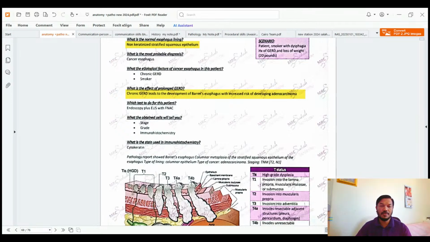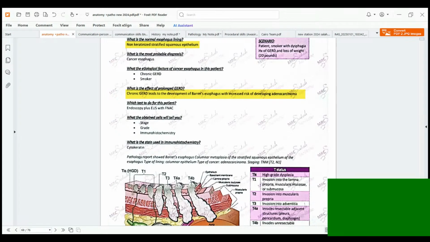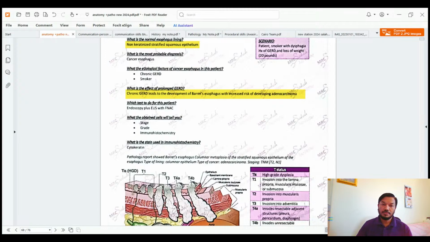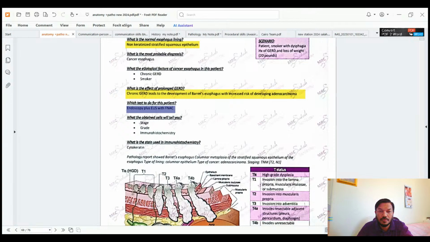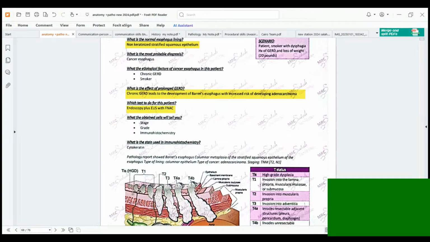What do we do for this patient? We do endoscopy plus esophageal ultrasound and FNA.